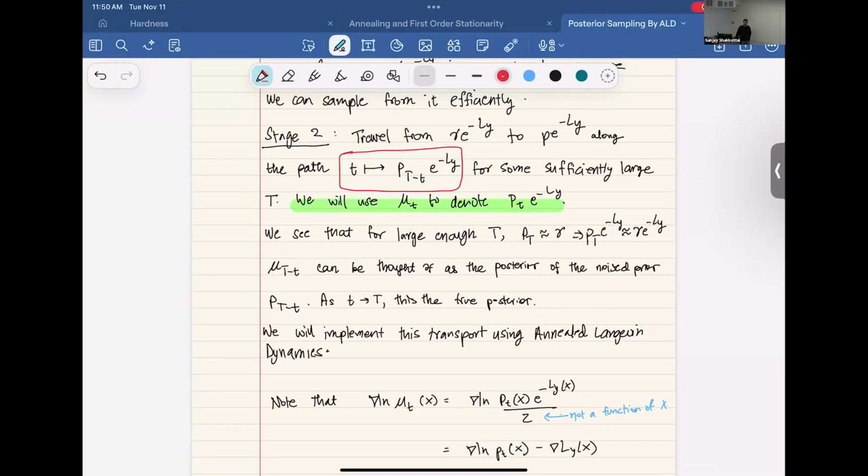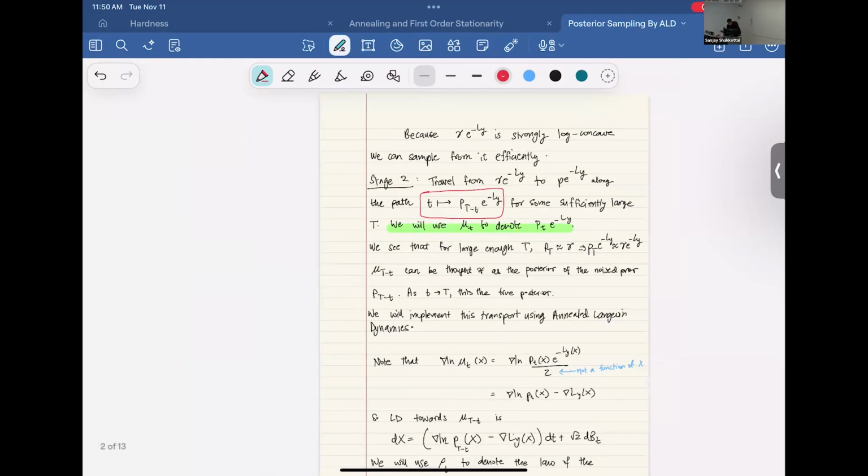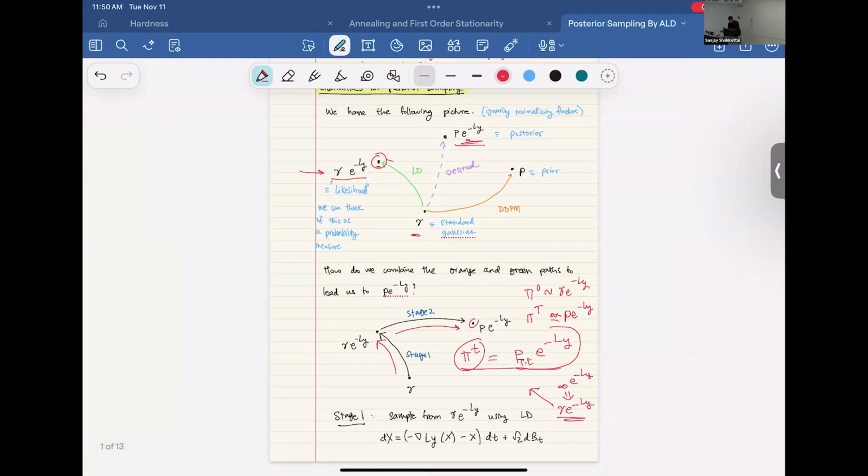Okay. But you understand stage one. Stage one, going from gamma to gamma e to the negative Ly, is just Langevin, right? Once we're very close to gamma e to the negative Ly, which is about the same thing as p e to the negative Ly, we'll start running the reverse, this pi path, from there to pi 0, or pi capital T, which is the posterior.